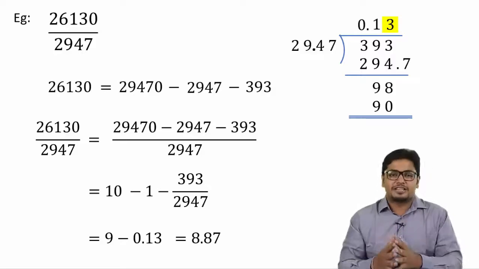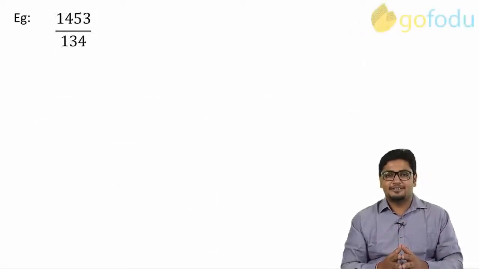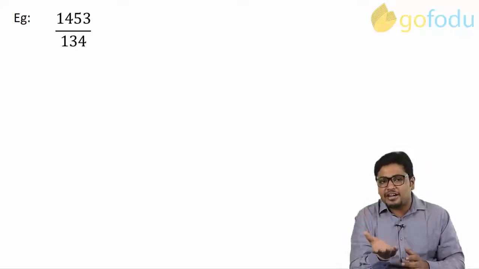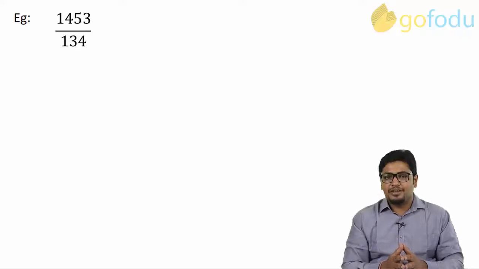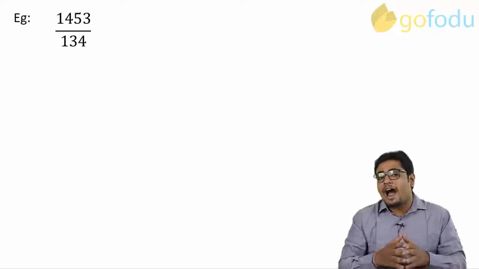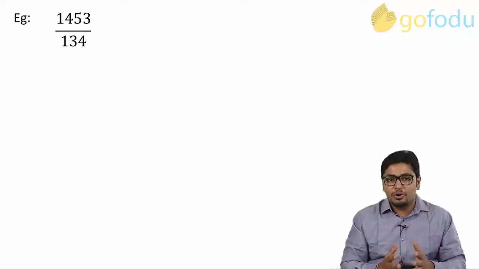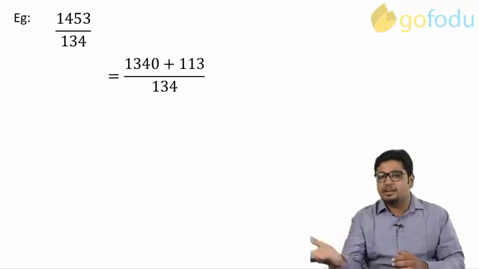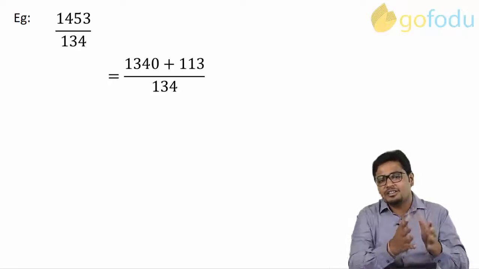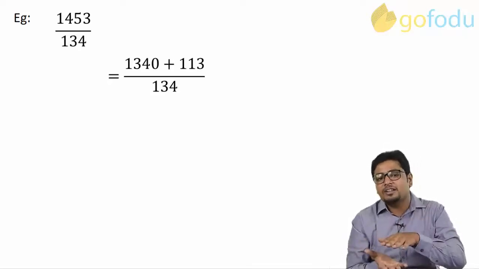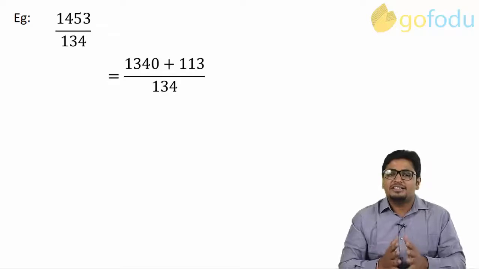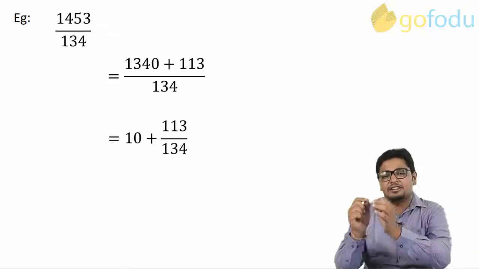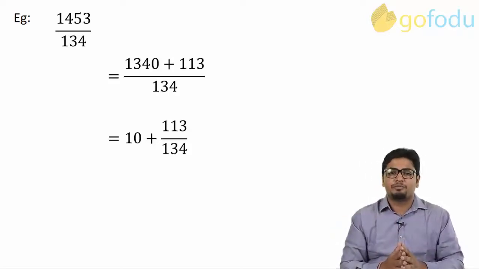Let's take one more example. Here we have 1453 divided by 134. Clearly, this time we have to add the remaining value. So this can be written as 1340 plus the remaining value, that is 113 divided by 134. This expression can be simplified as 10 plus 113 divided by 134.